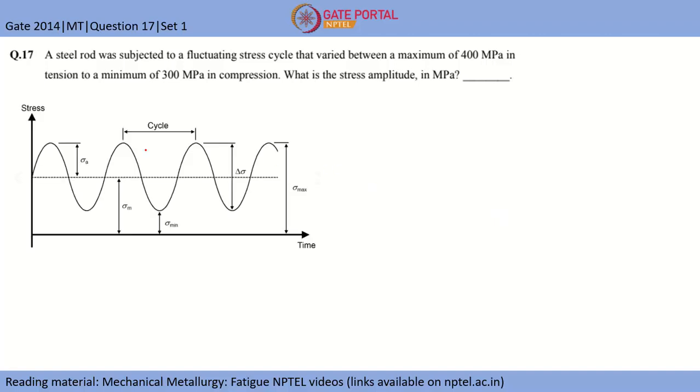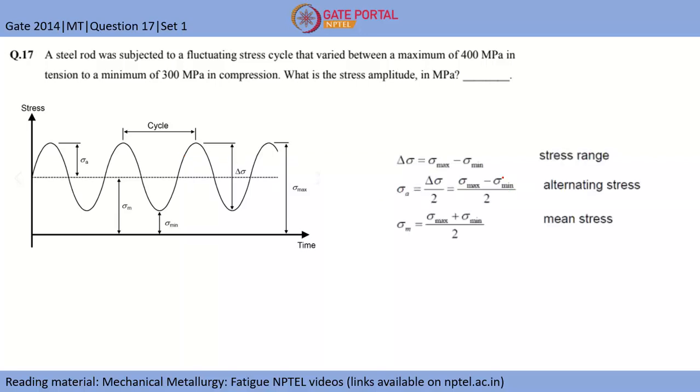In this diagram you can see that the stress is fluctuating across the mean stress, and we need to find sigma A, which is the alternating stress. From peak to peak is known as one cycle of fatigue. Delta sigma is basically sigma max minus sigma min, the overall stress range under which you are doing fatigue of the sample.